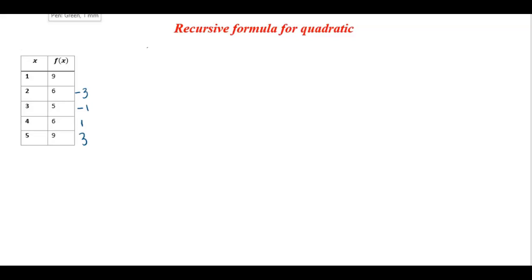Now we need to find the second difference before we decide if it's quadratic or not. Negative 3 plus 2 is negative 1, so we add 2 to negative 3 to get negative 1, and we add 2 to negative 1 to get 1, and we also add 2 to 1 to get 3. Now we know it is a quadratic. Again, this is our first difference, and it's linear.